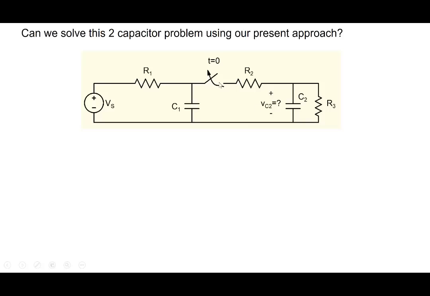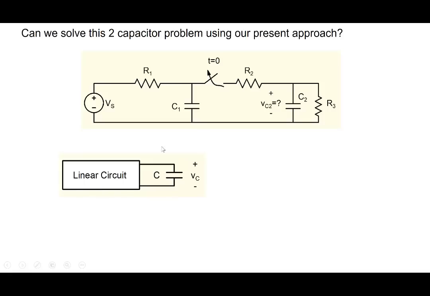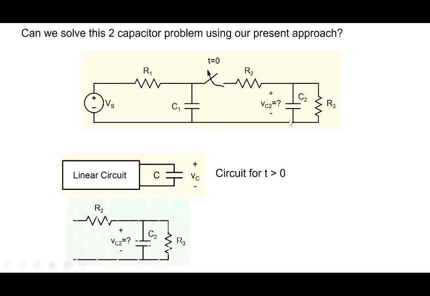For example, in this case, you're opening the switch at t equal to 0. So, the circuit for t greater than 0. You've opened the switch, and for t greater than 0, note that you will have either this circuit or this circuit here, right? So the two circuits separate out. So you have only a single capacitance circuit.